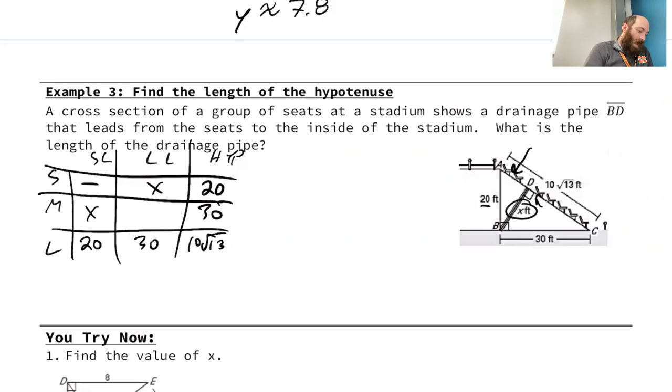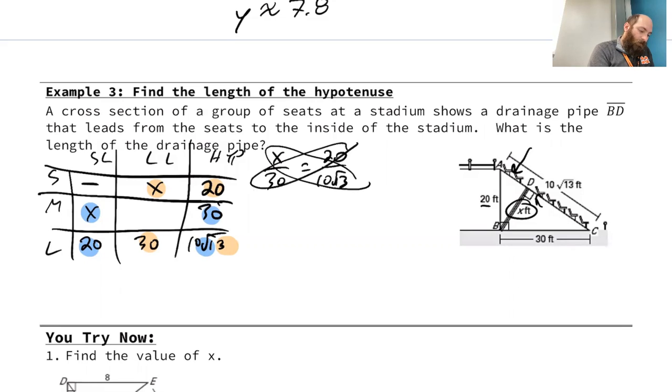So from there, I can actually do a couple things. I just need to find corresponding positions. So for example, I've got X and 20 are the short legs for the medium and large, 30 and 10 root 13 also in those corresponding positions. Or I can do something like this: X and 30, 20 and 10 root 13. Those are in corresponding positions. Doesn't matter which one I do, as long as it's being consistent. So I'll do X over 30 equals 20 over 10 root 13.